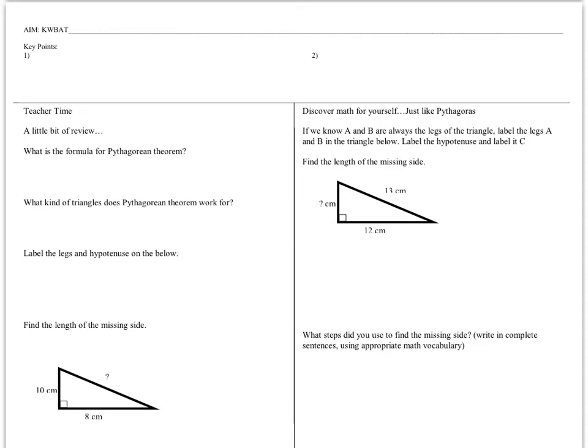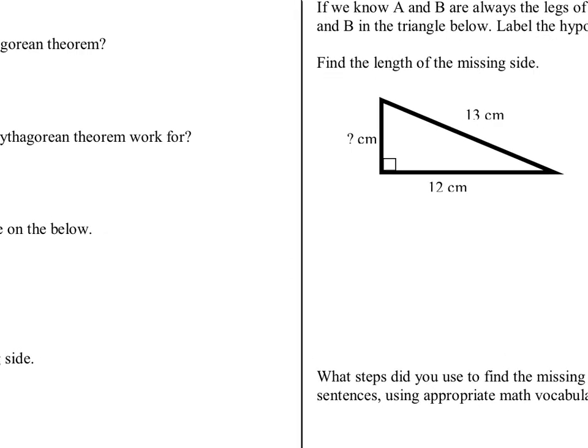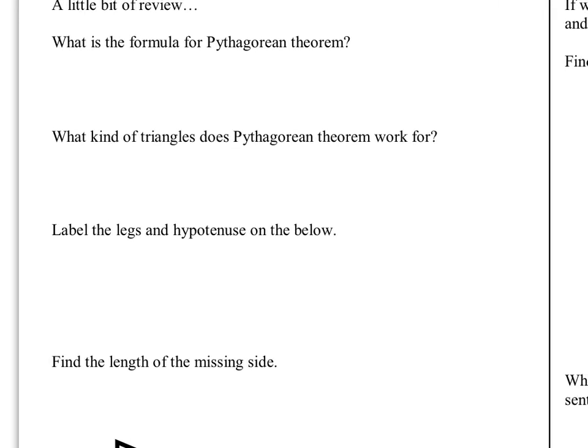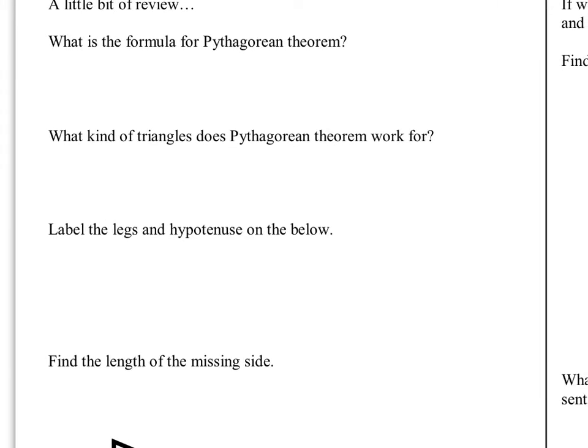Today we are stepping forward. We had been finding just the hypotenuse when the hypotenuse was not given to us. But today we're going to be talking about what happens if we're given the hypotenuse but not one of the legs, and seeing if we can use Pythagorean Theorem in that respect.